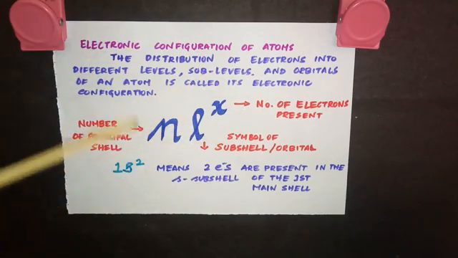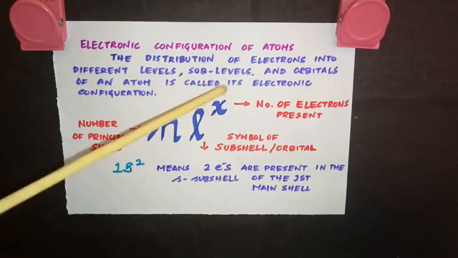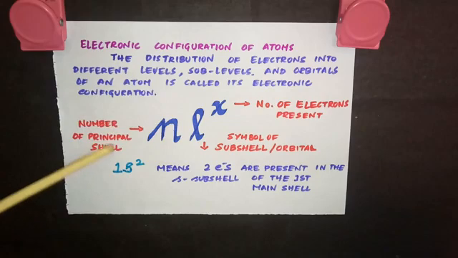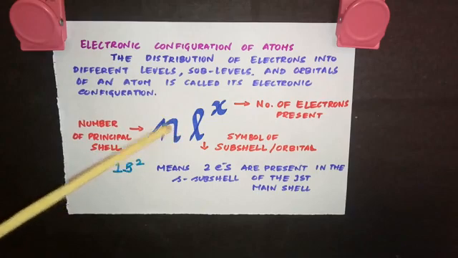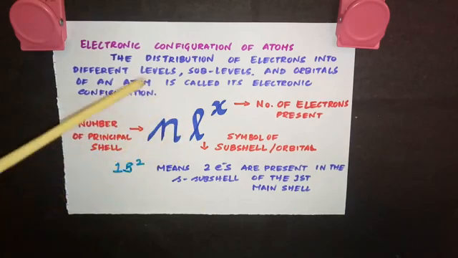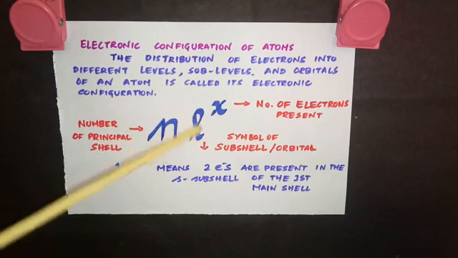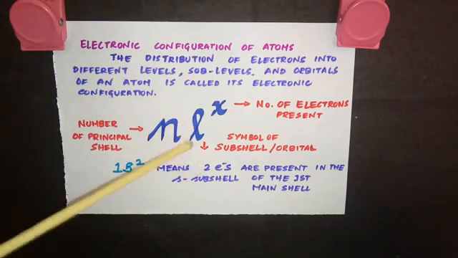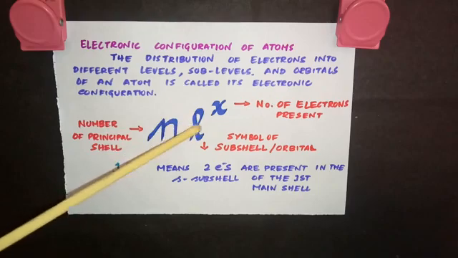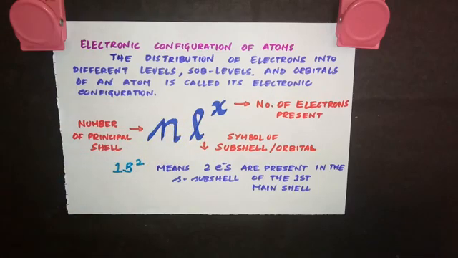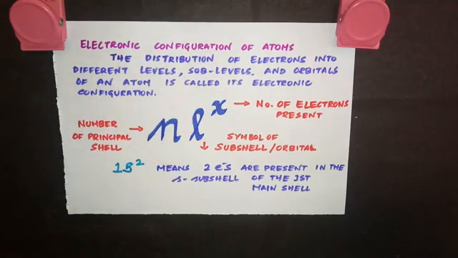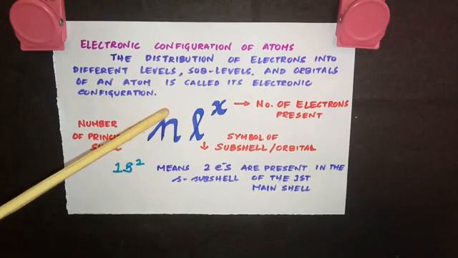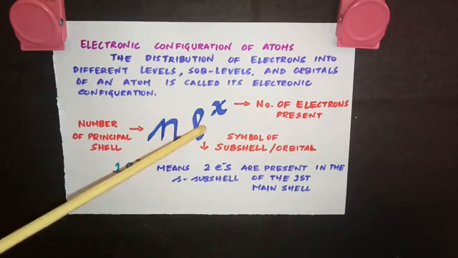This is the notation used to represent the electronic configuration of the atom: n, l, and a superscript x. This n is the number of the principal shell. If it is the K shell, n will be equal to 1. If it is the L shell, n will be 2. So this number represents the principal shell number, and this symbol stands for the subshell or orbital. Here you write whether s, p, d or f is the subshell in which your electron is present, and this superscript represents the number of electrons present.